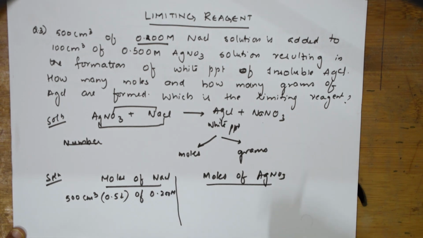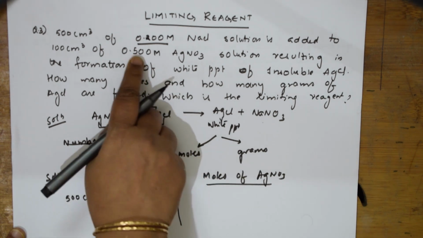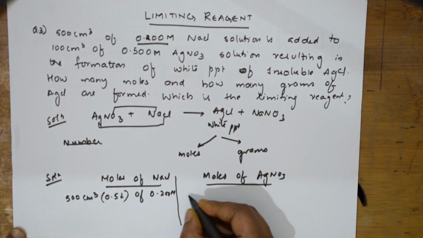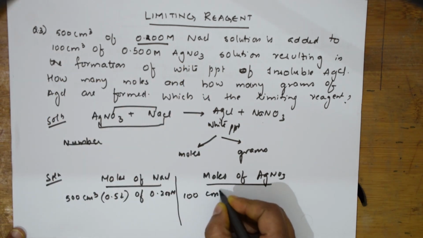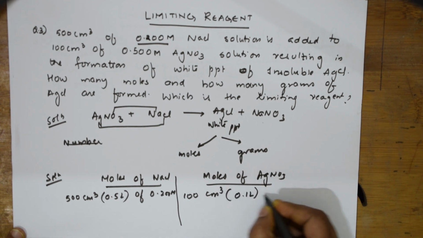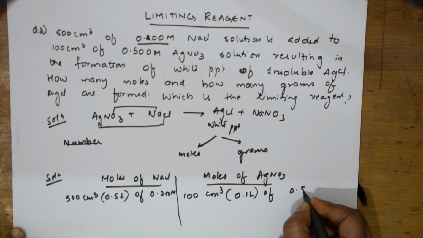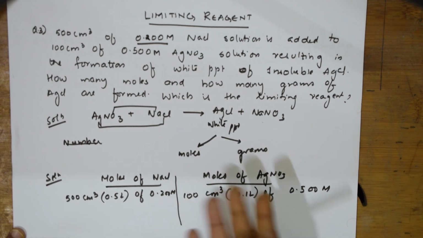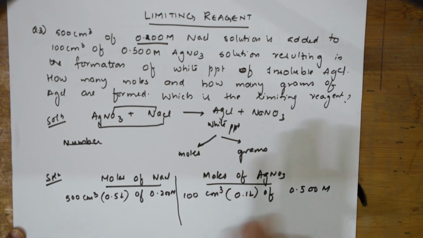Of 0.200 molar. Now let us write for AgNO3. They added it to 100 centimeter cube of 0.5 molar AgNO3. So let us write here 100 centimeter cube. That is nothing but 0.1 liter, isn't it? Of 0.500 molar. Now what should I calculate? I need to calculate the moles of both. Once I calculate the moles of both, I can tell which is mostly consumed, and that will be the limiting reagent.